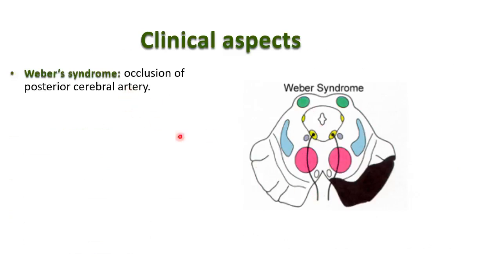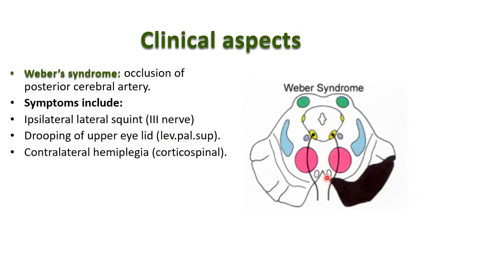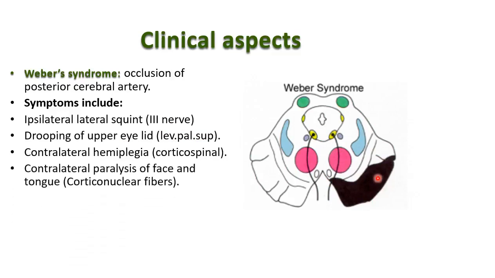When the posterior cerebral artery is affected, your basilar part, the crus cerebri, is affected, and symptoms include mainly ipsilateral squint, a lateral squint. The third nerve is affected, the sixth nerve is not affected, so the eyeball is pulled laterally. Drooping of the upper eyelid, again because levator palpebrae superioris is supplied by the oculomotor nerve. Contralateral hemiplegia because of the corticospinal tract, so paralysis of the opposite half of the body, motor paralysis.